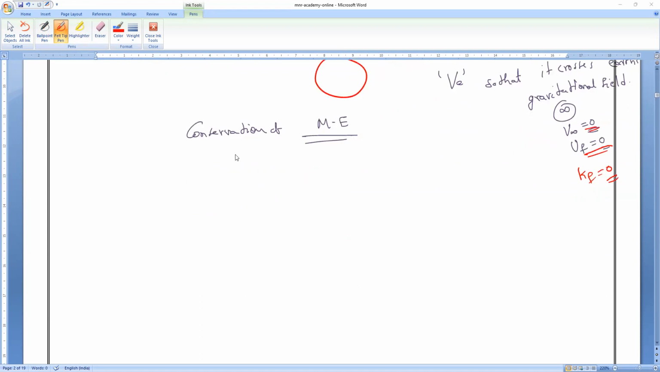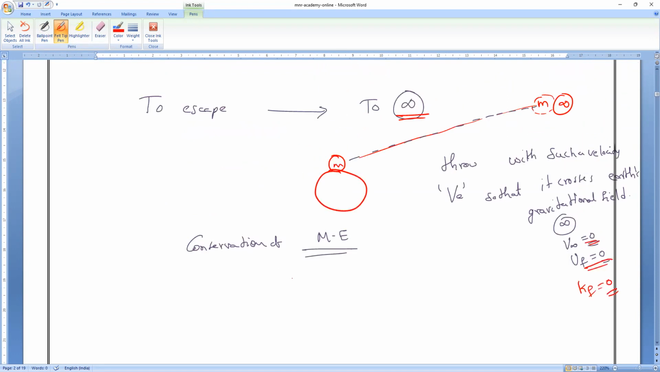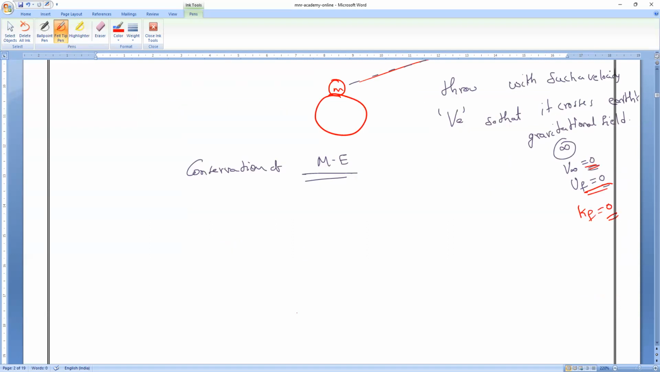So we have to throw with a velocity such that it reaches infinity, where the influence of g, the gravitational field, is 0, so that the body does not come back. That is what we call escape velocity. When the body is thrown, frictional forces such as air resistance exist but are negligible, so we apply that energy remains conserved.